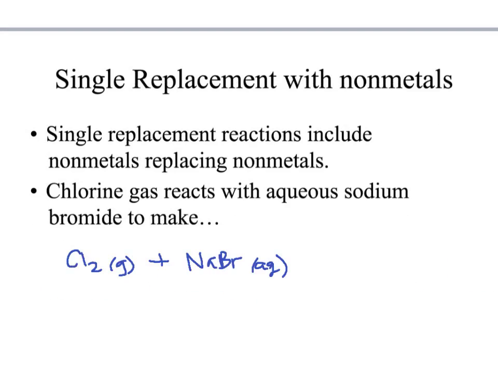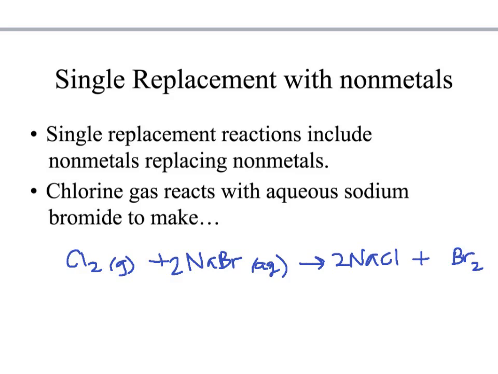So my products will be NaCl, because the chlorine is going to replace it, and the bromine is now alone. Then I balance it, and this is my balanced equation.